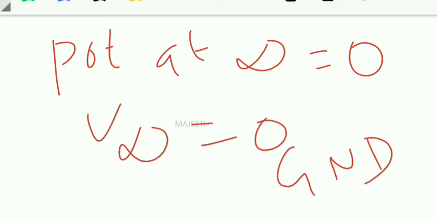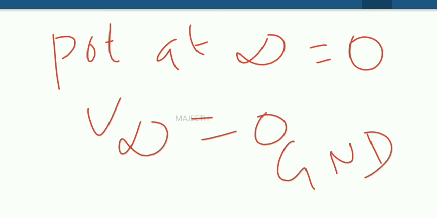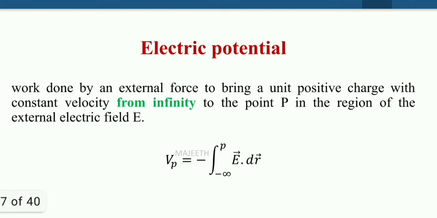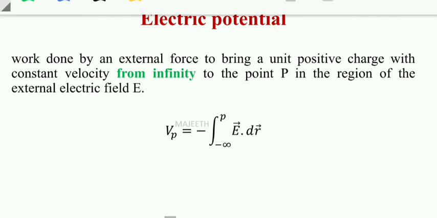So we want to clarify something. What potential equation did we derive? We derived Vp is equal to moving an object from infinity to a particular point P. That is potential. Potential difference is moving an object from one point to another point. So here I am moving the object from minus infinity to P. That is potential, not potential difference, right? So this is a very important equation.